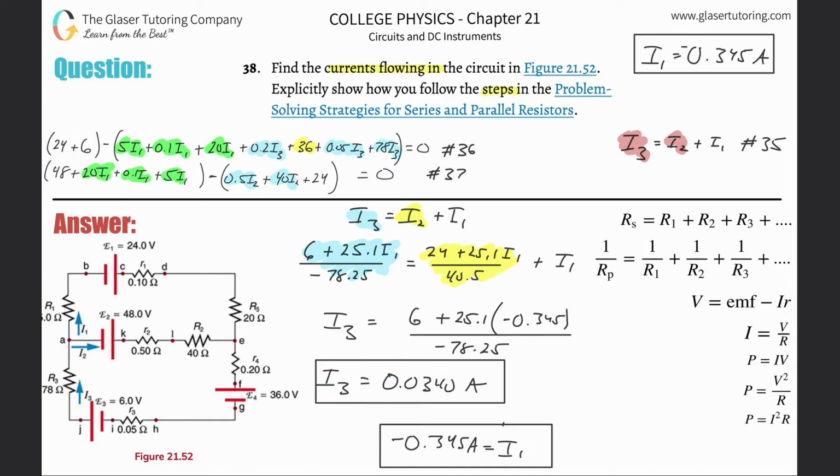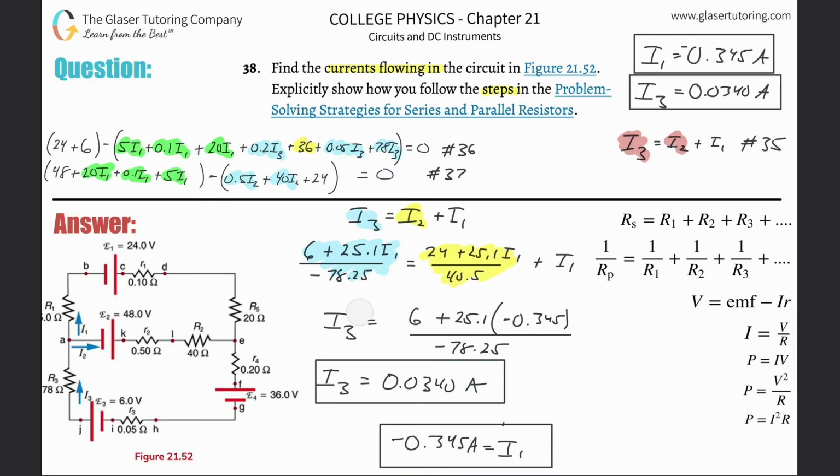So on the bottom part, it is flowing this way, okay? It is moving in the right direction, okay? That's all that means. And okay, great. So now here we go. Now we got that value, so let's just write that on the top. I3 is going to be equal to 0.0340 amps. All right, beautiful.